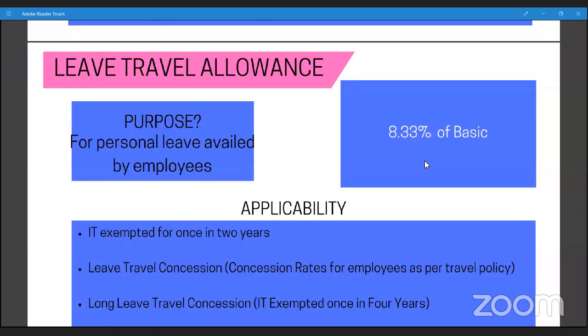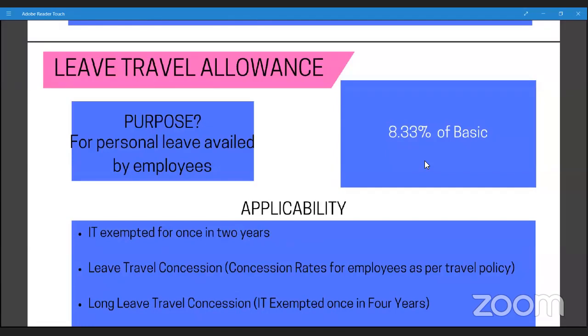Then apart from LTA, there are two more things that the companies came up with. The company started coming up with other schemes also. So the second scheme they came up with was leave travel concession, which is called LTC. What is LTC is they didn't give any fixed percentage as such, a norm of fixed percentage maybe, but instead of that, they started giving concession rates.